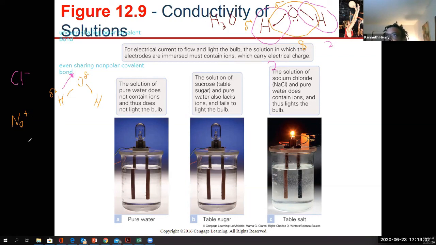Initially, this is what we have: Cl and Na together. That's our salt when it's all together. And then as soon as we put water in here, Cl and Na break apart. Cl will interact with the hydrogen and the Na.